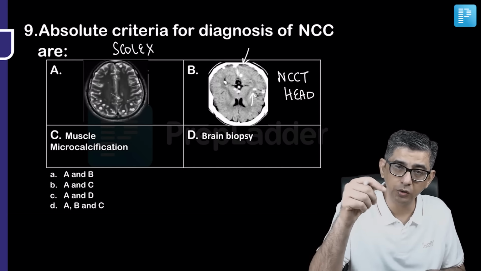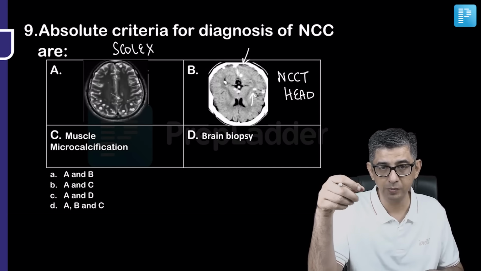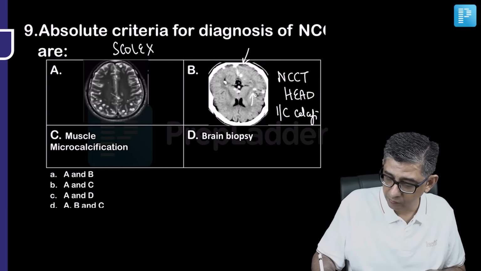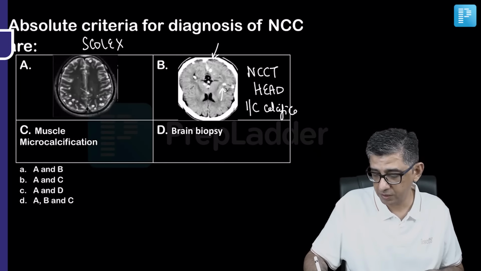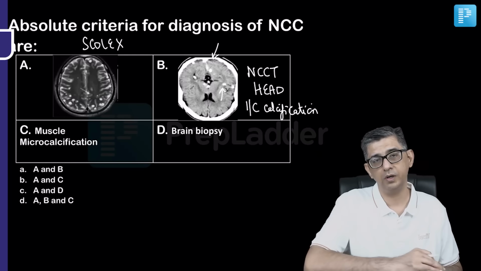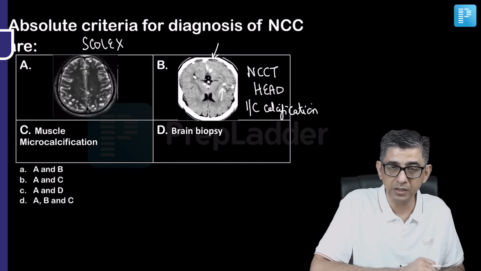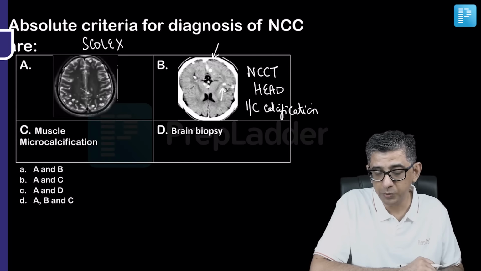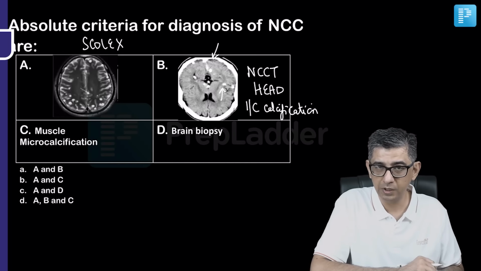But I cannot be sure that these are lesions of neurocysticercosis, because there are so many causes of intracranial calcification. And one of the important causes of intracranial calcification in India can be even tuberculoma. Now, because intracranial calcification can occur for multiple reasons, per se, option B, neuroimaging, is fine.